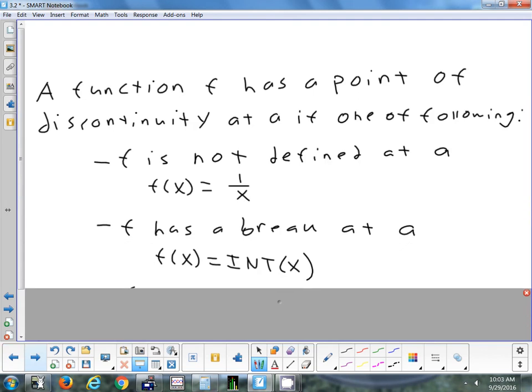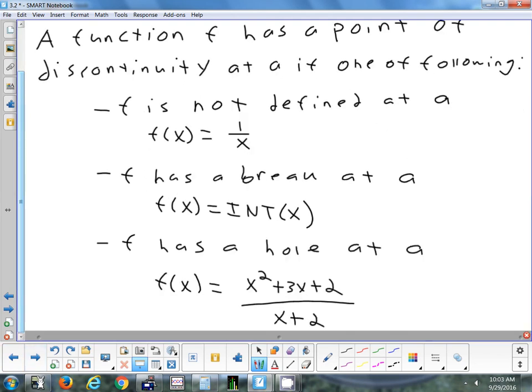The second one doesn't have a domain problem. The domain for the integer function is all real numbers. You can plug anything you want into the integer function. Okay? What makes that one difficult is that it jumps. It has these breaks in the graph. It doesn't have undefined values. It has breaks or steps. Okay, that's the second way you can have a discontinuity.